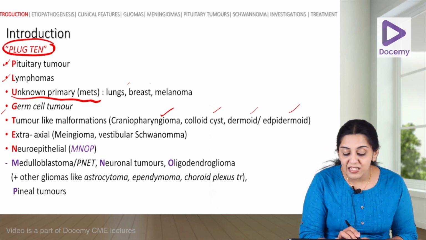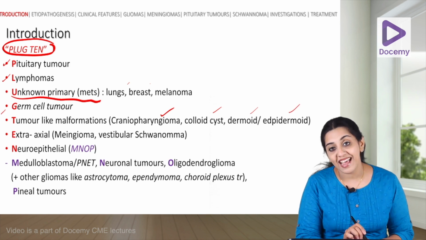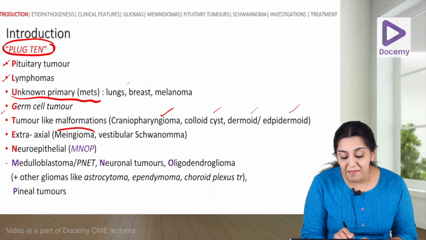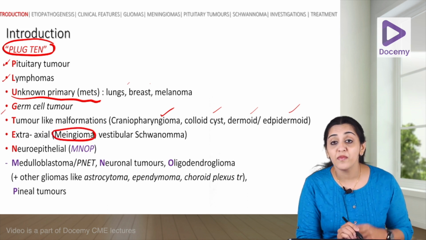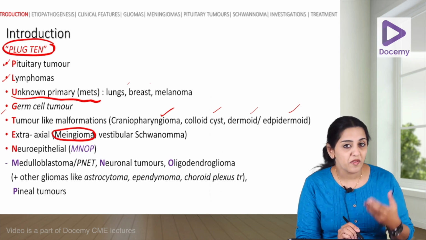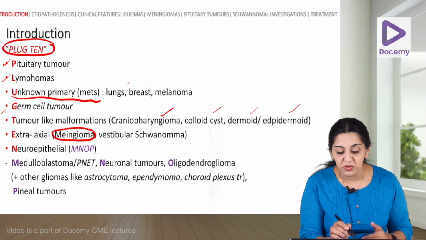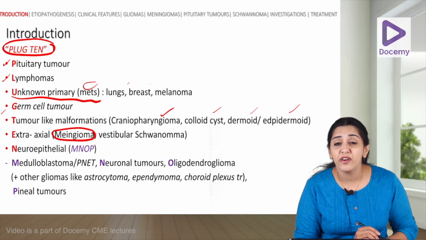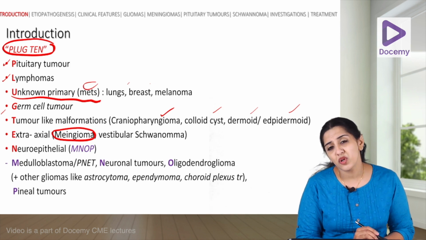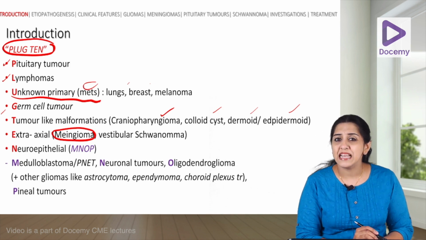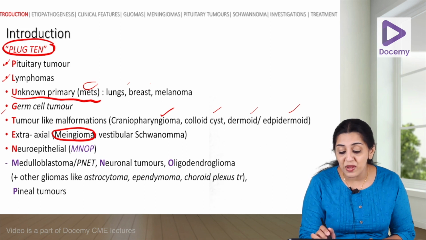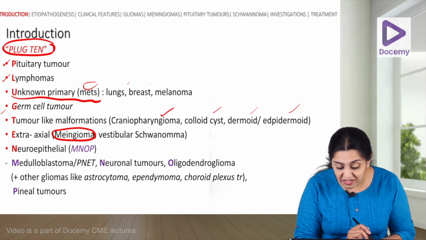And then E is for extraaxial tumors, especially meningioma. Meningioma is one of the most common tumors of the brain, just second to the mets. So the most common primary brain tumor is meningioma. And also vestibular schwannoma comes under extraaxial tumors.